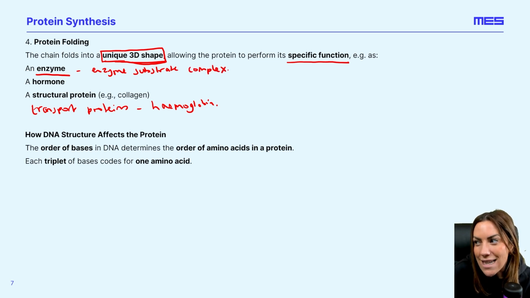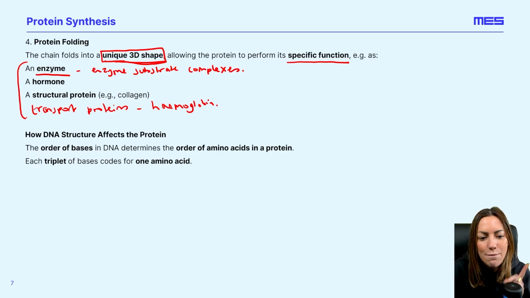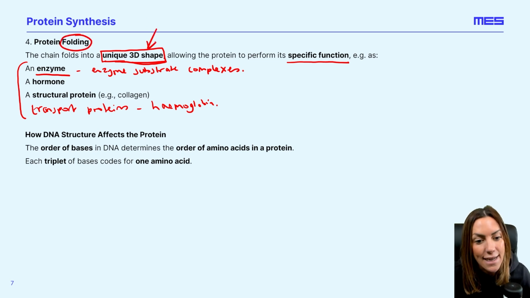So the shape of the protein is really important for the protein to be able to carry out its function well. And obviously all of these proteins are made at the ribosomes. We will be making sure the order of amino acids is correct. The order of amino acids will be based on the sequence of bases in DNA. So the sequence of bases in DNA determines the order of amino acids in the protein. And the order of amino acids in the protein will ultimately determine how it folds, which will determine its final complex 3D shape.